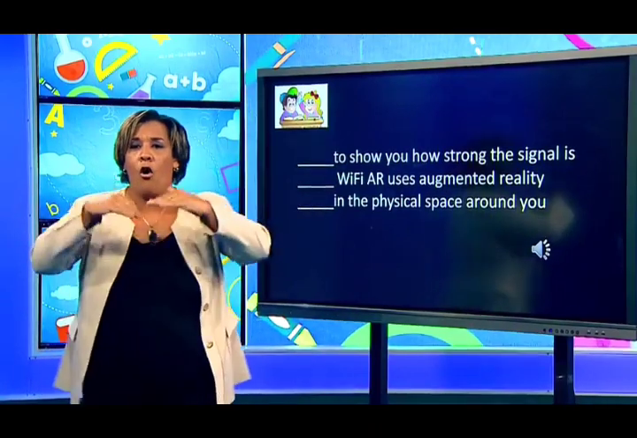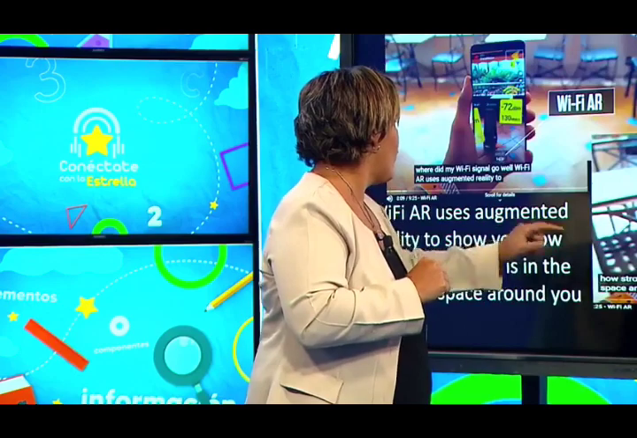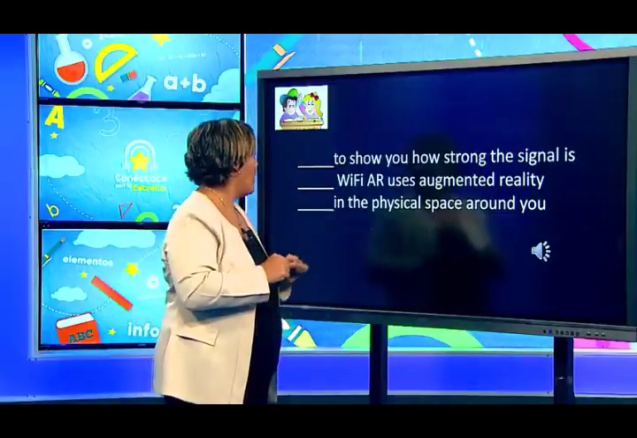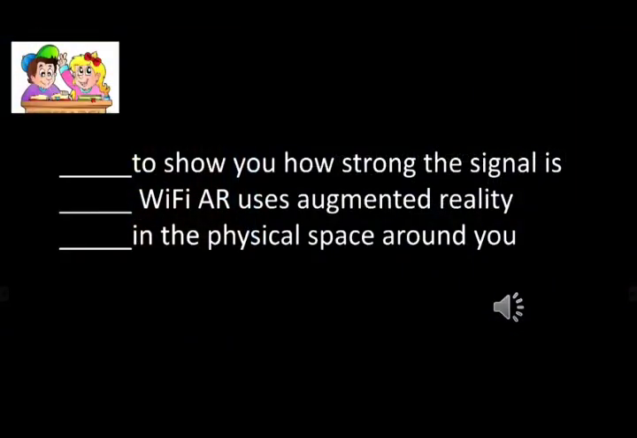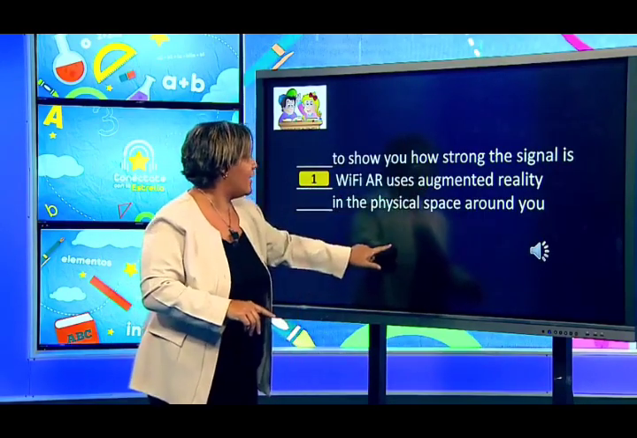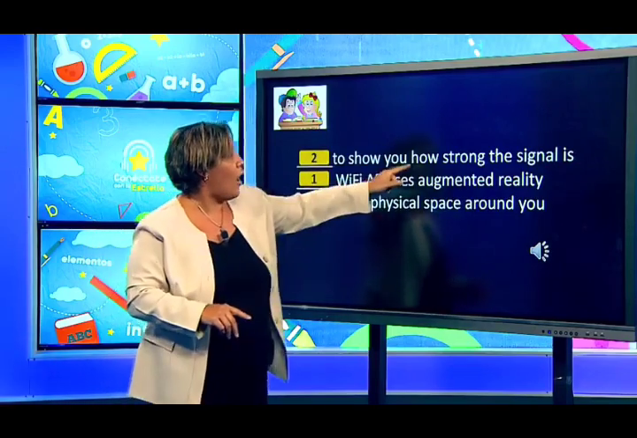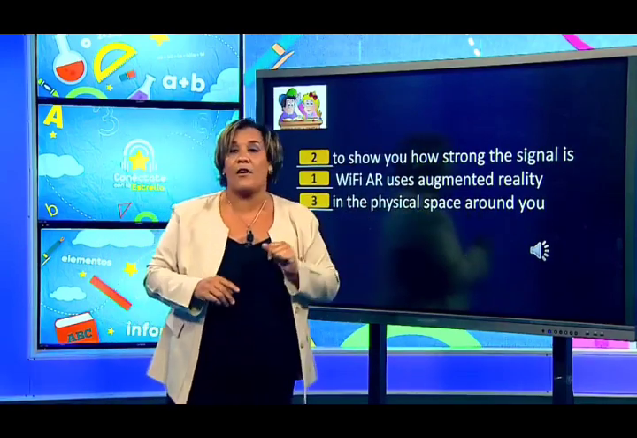So now, order the sentences. Which goes first? How many times have you been about to jump online only to find, hang on a second, where did my Wi-Fi signal go? Well, Wi-Fi AR uses augmented reality to show you how strong the signal is in the physical space around you. Yes, yes. So we have, number 1 is Wi-Fi AR uses augmented reality. Number 2 is to show you how strong the signal is. And number 3, in the physical space around you.